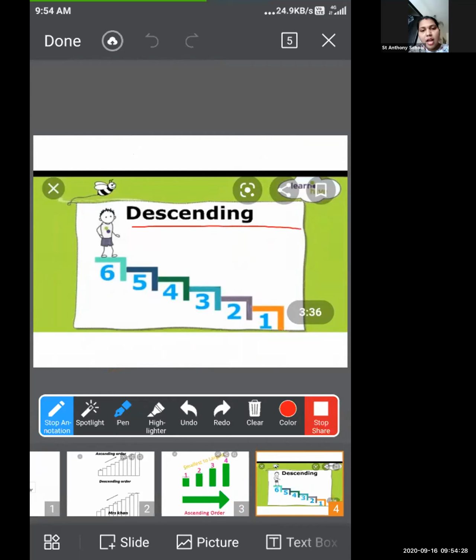Now here we will see the descending order. It's from the greater number to smaller number. See, 6, 5, 4, 3, 2, 1. The 6 is a greater number and the 1 is a smaller number. So descending order starts with greater number to smaller number.